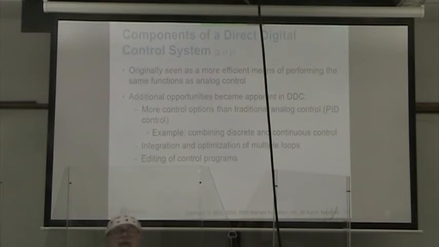All right, so originally they thought this is going to be more efficient than doing the same thing with analog controllers. But they figured out that, wait a minute, we can do more things with this than we could. For example, they combine discrete and continuous controls. You can integrate and optimize multiple loops, and we can edit those control programs more easily than we could adjust the old analog controllers.